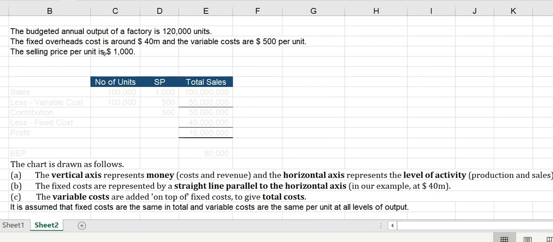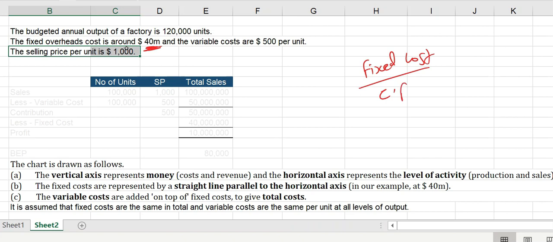Here what you can do is simply divide the fixed cost by contribution per unit, and you can identify the break-even point. So what is the formula? Fixed cost divided by contribution per unit will give you the break-even point.